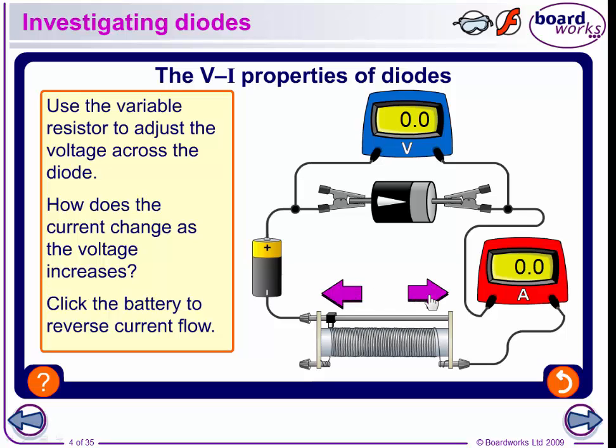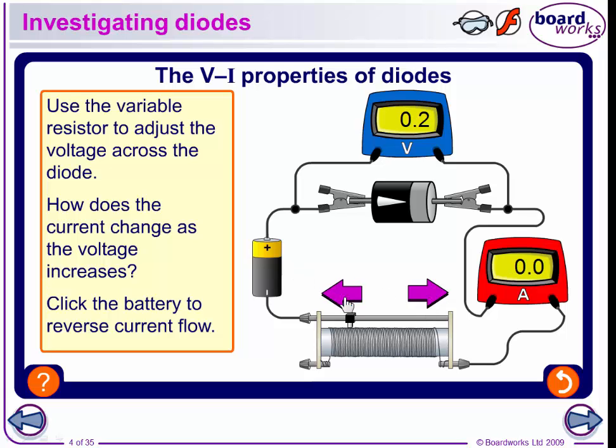So as we increase the value of the resistor, when the potential difference is 0.2 volts, the current is 0. When it's 0.4 volts, the current is 0. At 0.6, there's a little bit of current. At 0.8 volts, the current is 0.3 amps. At 1 volt, it is now 1 amp. So suddenly there's a big flow of current.